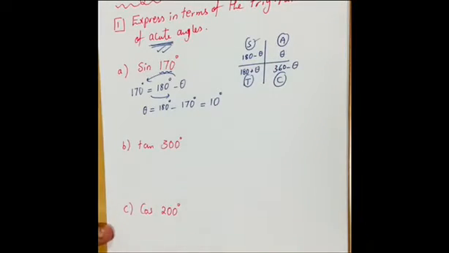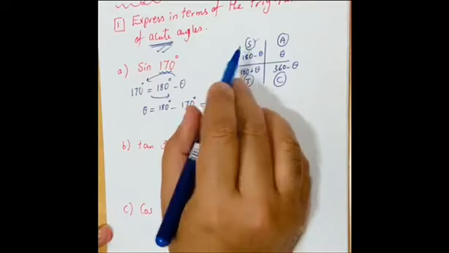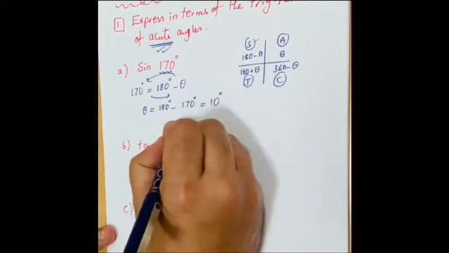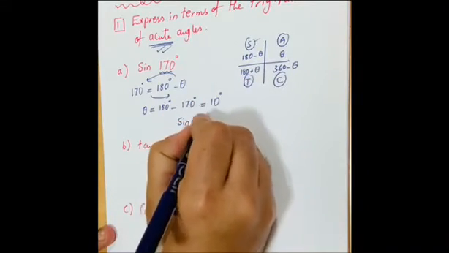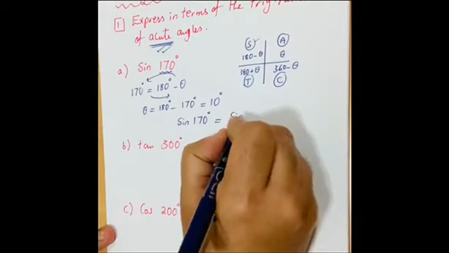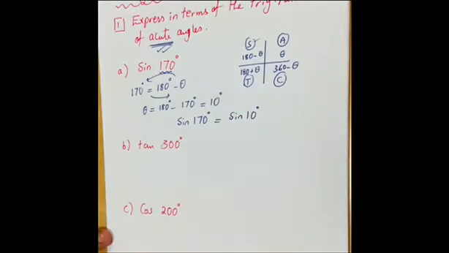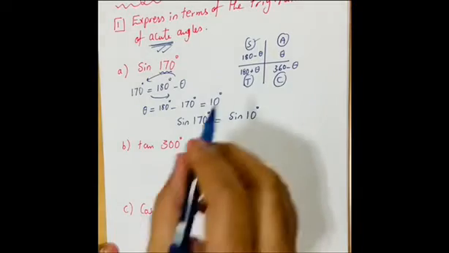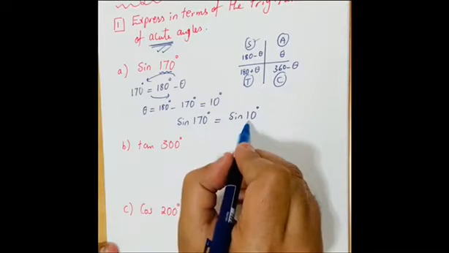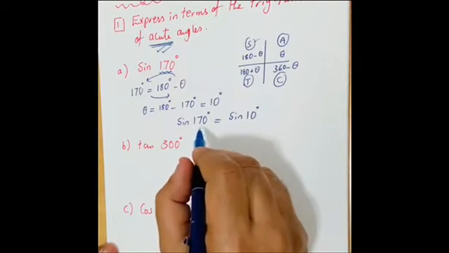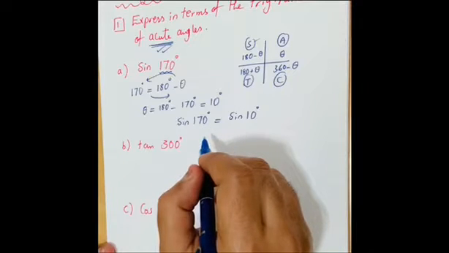Now my question is, what is the sign of sine in the second quadrant? It's positive. So sine of 170 equals sine of 10. And you can try that using the calculator. If you get the sine of 10 and compare it with the sine of 170, you'll find exactly the same answer.